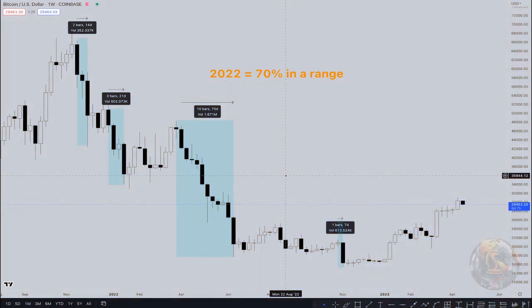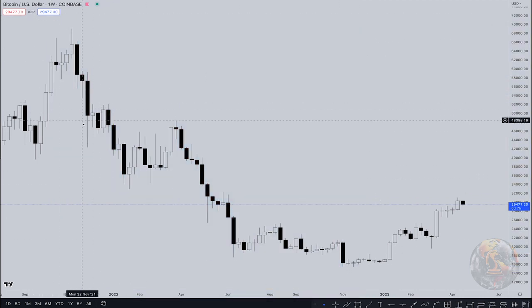Let's take an example of last year, 2022, Bitcoin. I'm sure everyone felt like Bitcoin just did nothing but go down last year. But if you actually analyze it through the lens of a price action trader, you'll see that, extending a little bit into 2021 to understand the full bear market, we had a total of 70% of the year in range. 16 weeks, 2 weeks down, 3 weeks down, 10 weeks down, and 1 week. Most of the time, it was going sideways. Most of the time, it was going nowhere. Most of the time, you had ranging action.